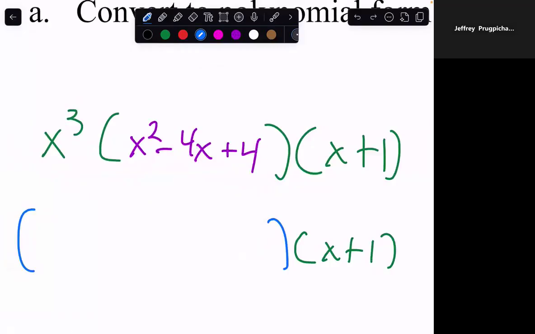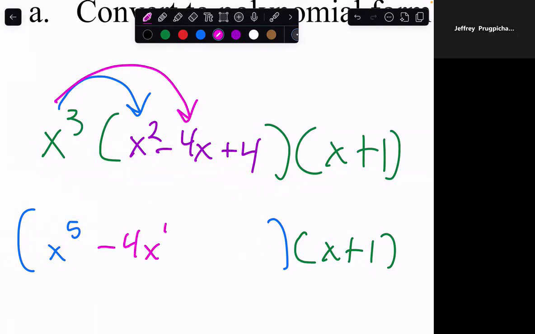Okay, so again, we do need to distribute. X cubed times x squared is x to the fifth. X cubed times negative 4x is minus 4x to the fourth. X cubed times positive 4 is plus 4x cubed.